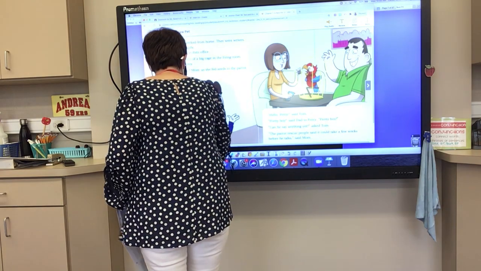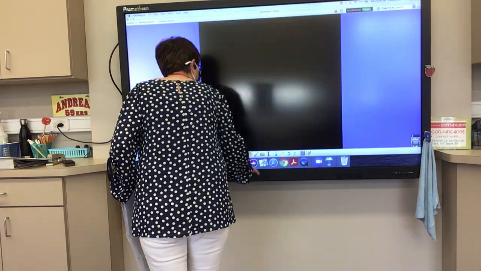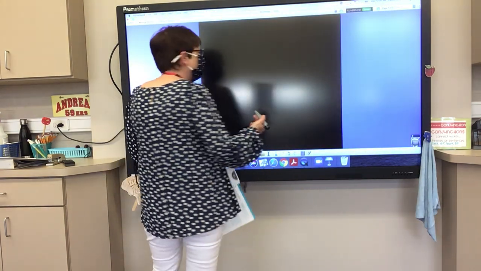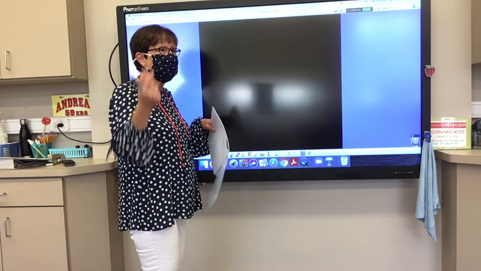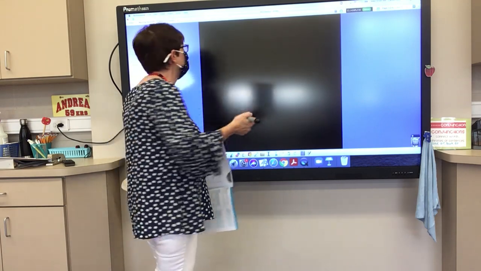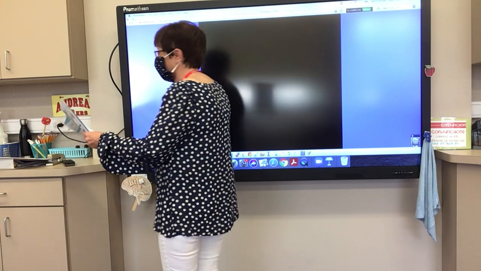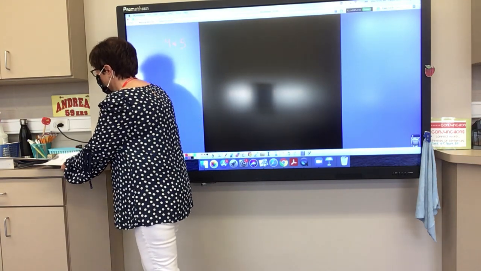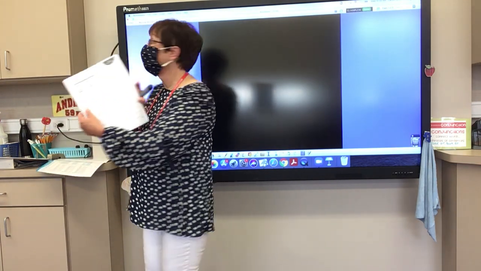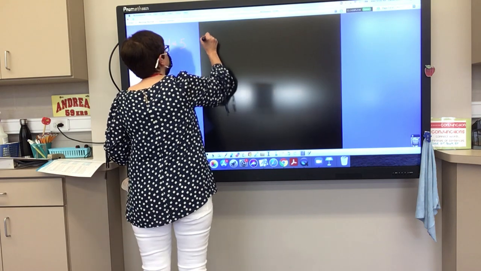So that's what we're going to write, because these are illustrations. They're not a photograph, because a photograph would have real people or real things in them, and those are just drawings. So right here, where it says type of feature, we're going to write illustrations.